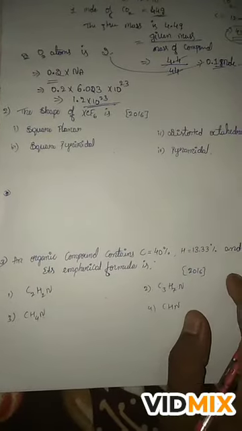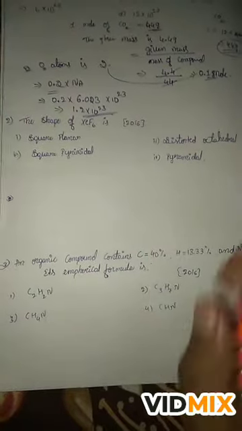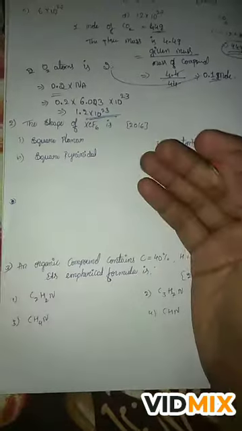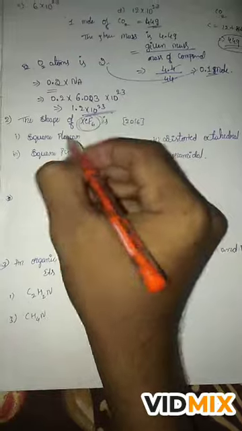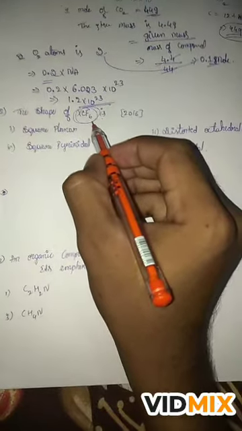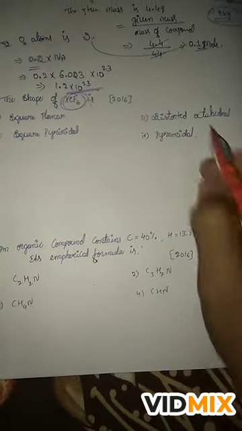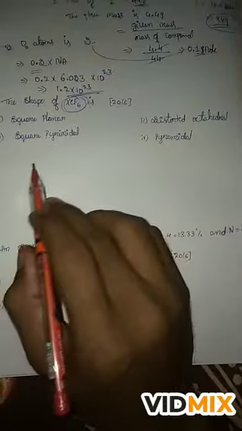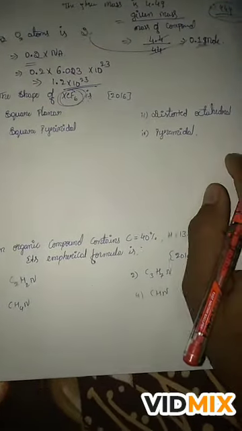Next, this question comes from the p block. This is also asked many times in examinations. The shape of XeF6 is: option 1 square planar, distorted octahedral, square pyramidal, or pyramidal.